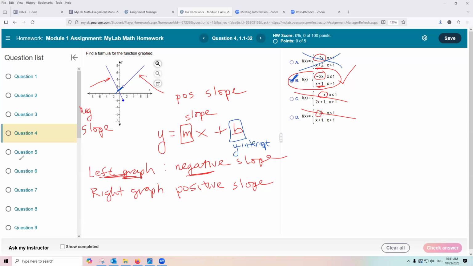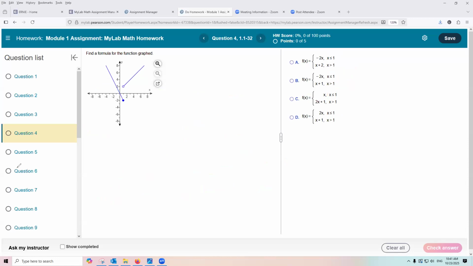So again, this is a piecewise function. You can analyze the left side graph and the right side graph separately, and that should help you figure out the correct choice on that one.